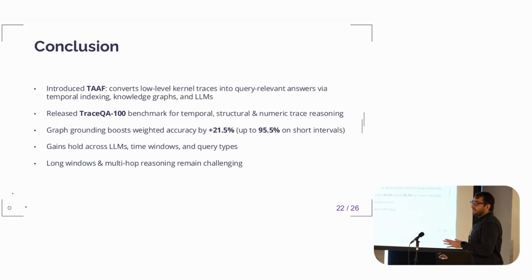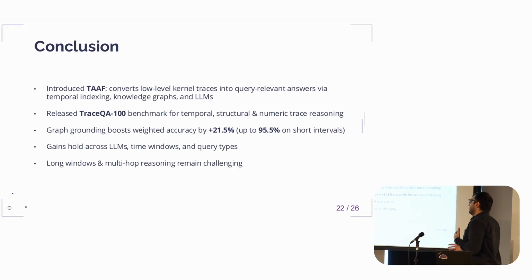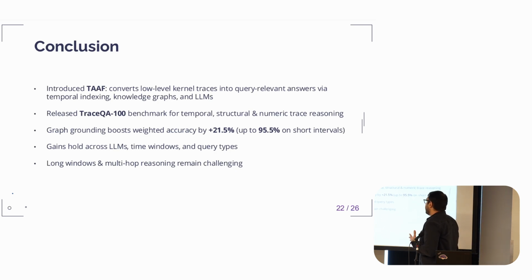So in conclusion, in this study, we introduced TAAF that could convert low-level kernel events into human-readable insights and make trace analysis a little bit more accessible. We also released the TraceQ800 benchmark, and we got some insights, for example, that graph grounding can improve the accuracy by 21% on average.